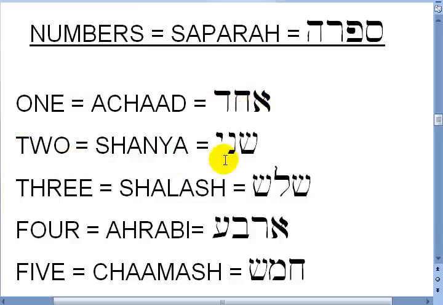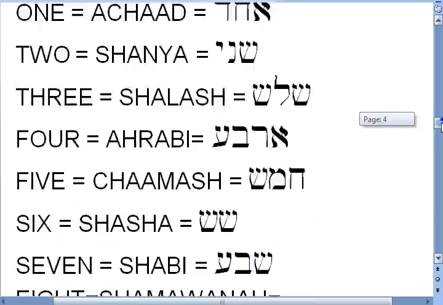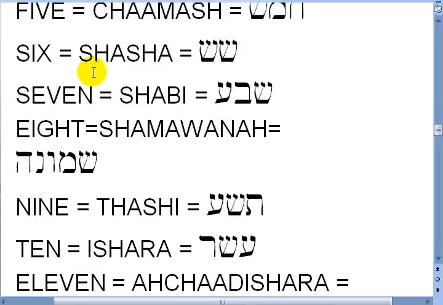2 is shanya, shanya. 3 is shalash, shalash. 4 is arabai, arabai. 5 is chamash, chamash. Okay. 6 is shasha, shasha, you see there. 7 is Shabai, Shabai. 8 is Shamawana, Shamawana. 9 is Thashai, Thashai. 10 is Aishara, Aishara.